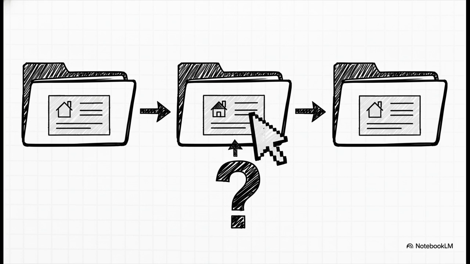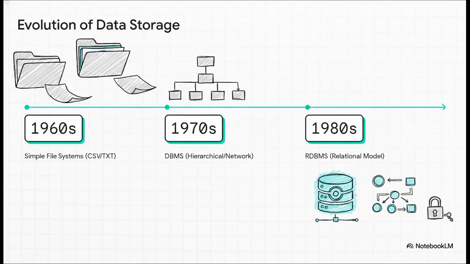And that duplication led to an even bigger, more frustrating problem. Let's say that customer moves. Okay, so you update their address in the shipping file, but what if you forget the sales file? Now you have two different conflicting addresses for the exact same person. Which one's right? This is data inconsistency, and it was an absolute nightmare for developers. So yeah, this system just wasn't going to work long term. We clearly needed a better way.